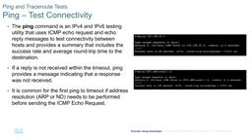So what does the ping command do? The ping command uses ICMP echo request and echo reply messages to test connectivity. And those messages are then used to provide a summary that includes the success rate and average round trip time to the destination. If a reply is not received within the timeout, ping provides a message indicating that a response was not received. It is common for the first ping to time out if address resolution needs to be performed before sending the ICMP echo request.